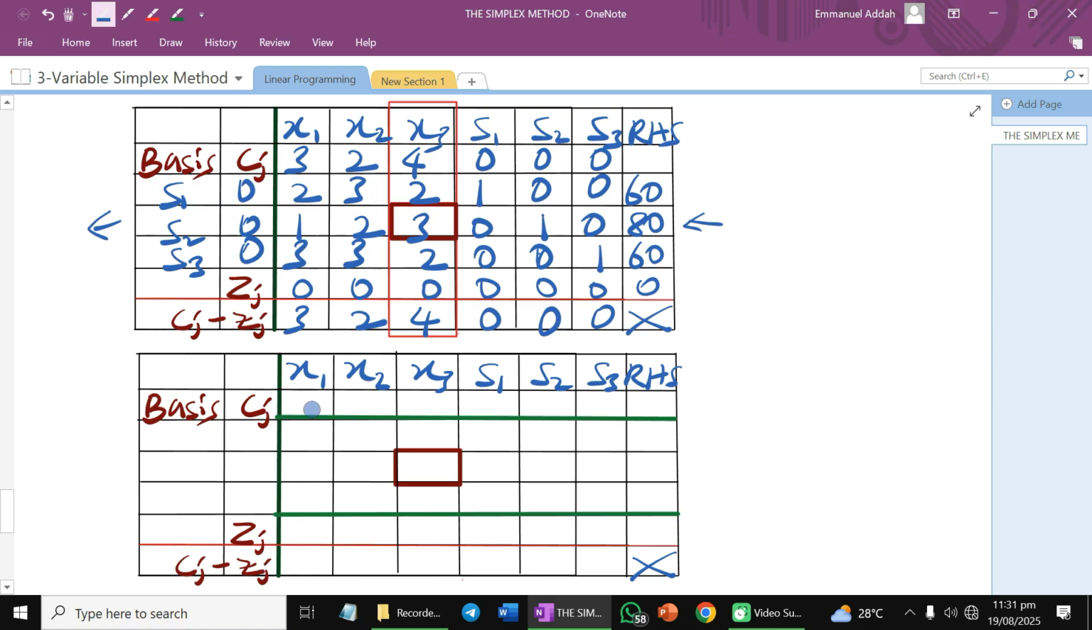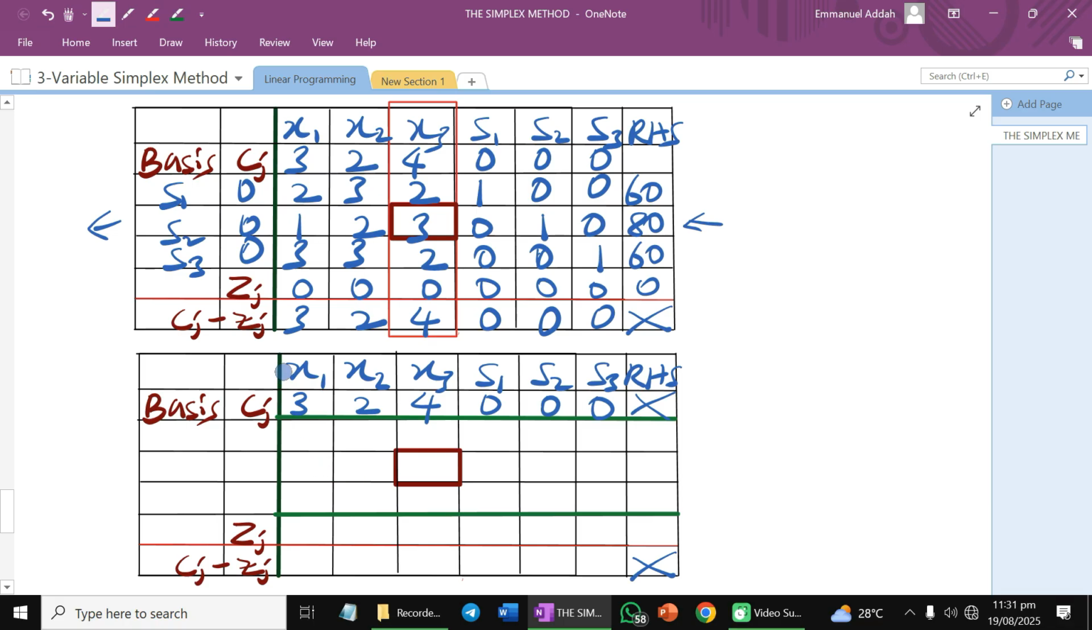Let's start from here. In the Cj row, what is the coefficient of x1? You can see it's still there, at the top here. So you just copy it out again. Here is 3. Here is 2. Here is 4. 0, 0, 0. You don't touch anything here.